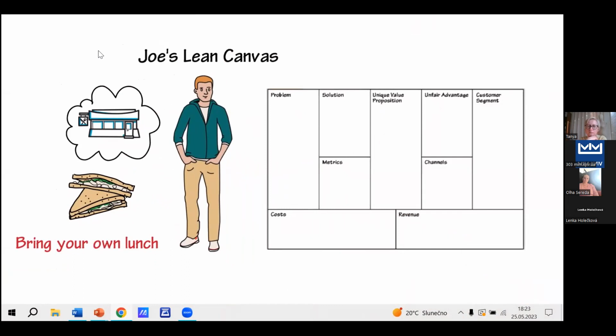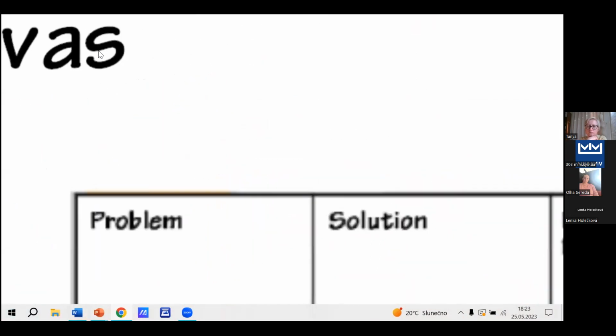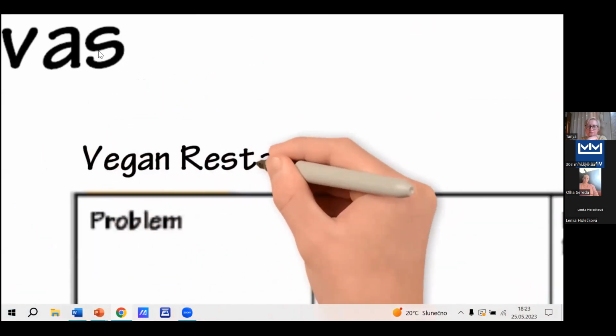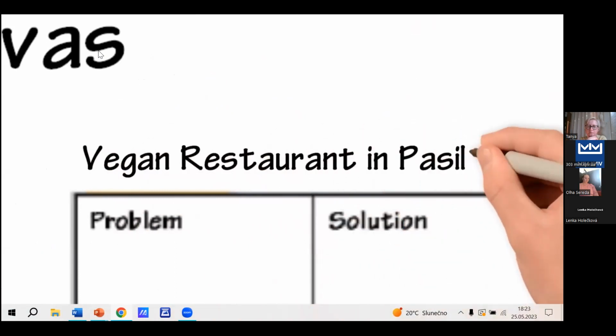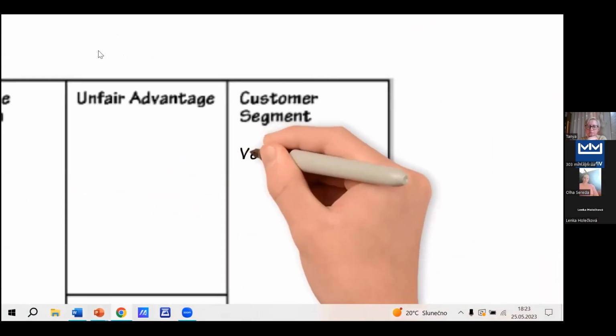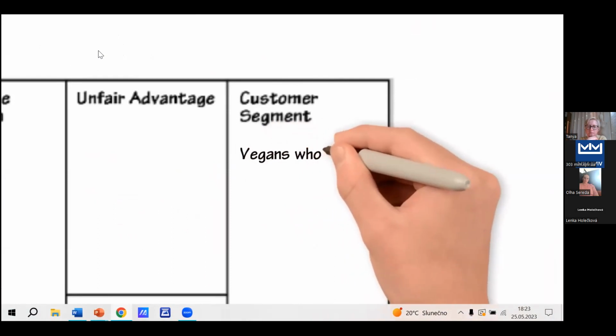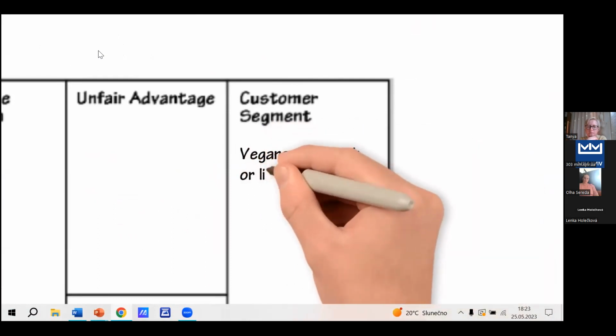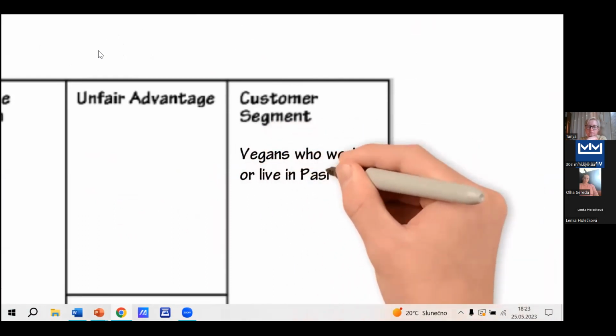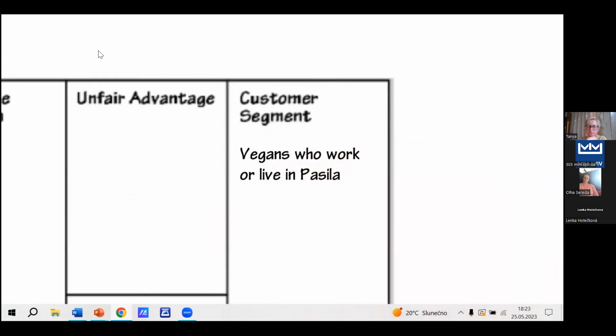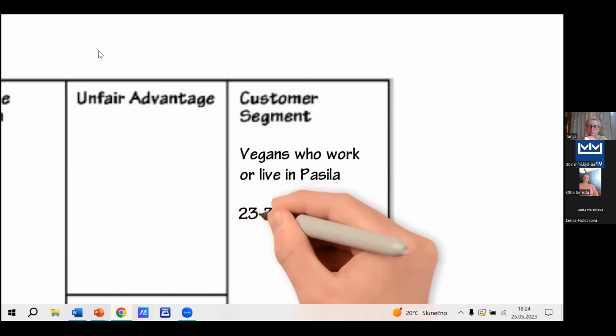What we have here is a blank lean canvas. Let's start by giving this idea a name, vegan restaurant in Pasila. Next we can go ahead and specify who the customers would be. Vegans naturally, but they also would probably need to live or work in Pasila. And to further narrow down the first customer spec, it's easiest for Joe to first figure out if other people like him share his problem.